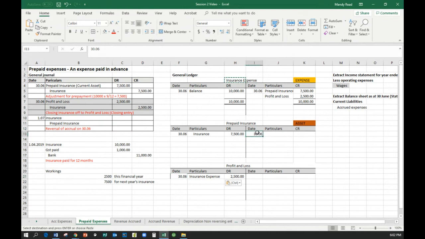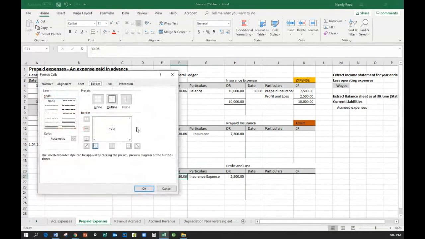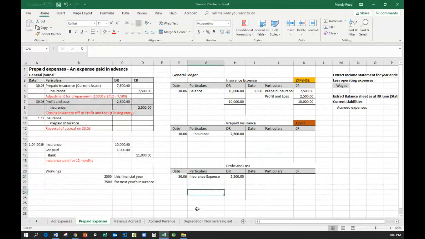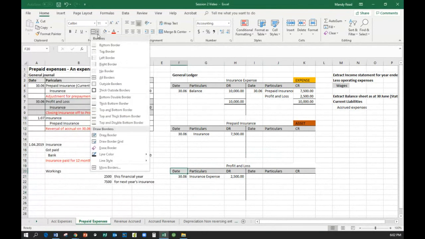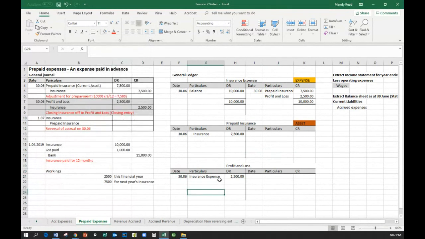Our prepaid insurance is an asset account, so we don't close off our asset accounts to the profit and loss account. They stay open. Our profit and loss account is going to record that our insurance expense for the year was $2,500, which is perfectly correct because we've still got 7 months of next financial year that we will use next year. So that all happens on balance day.